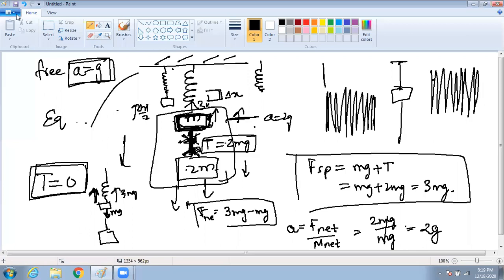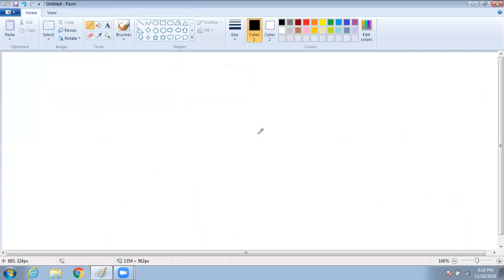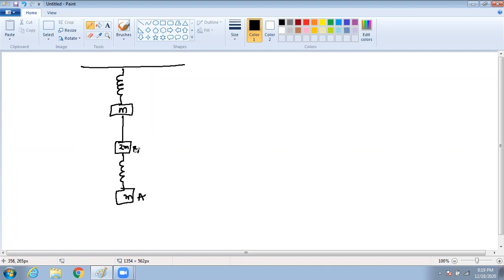Now it becomes a little complicated. Now there is again the same setup. You have a string, and there is a mass. This mass is connected with a string again, which is again 2m, and again there is a spring, and this is m. So this is block A, this is block B, and this is block C.